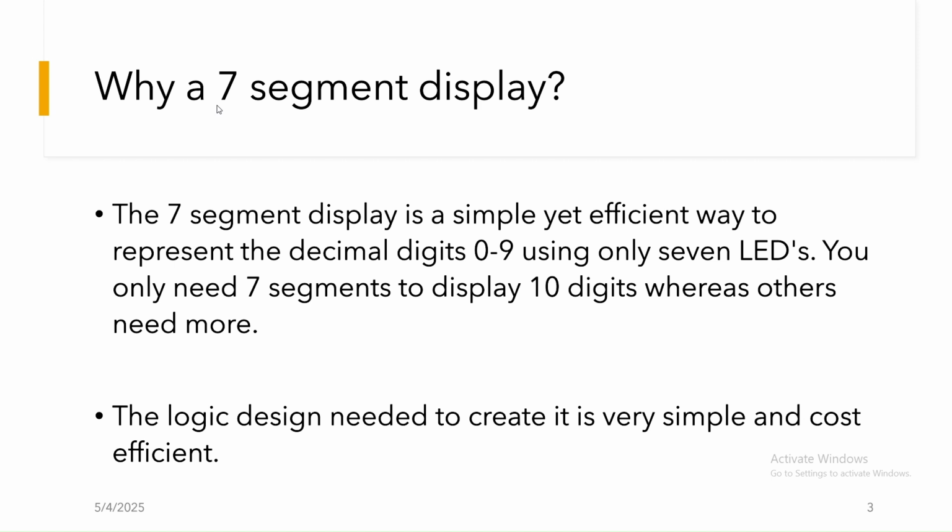Why a 7-segment display? The 7-segment display is a simple yet efficient way to represent the decimal digits 0 to 9 using only 7 LEDs. You only need 7 segments to display 10 digits, whereas others need more. The logic design needed to create it is very simple and cost efficient. So the minimum number of segments that I need to represent 10 digits is 7 segments, which is one of its advantages. It's also very cost efficient and good for beginners, as it's very simple to use.